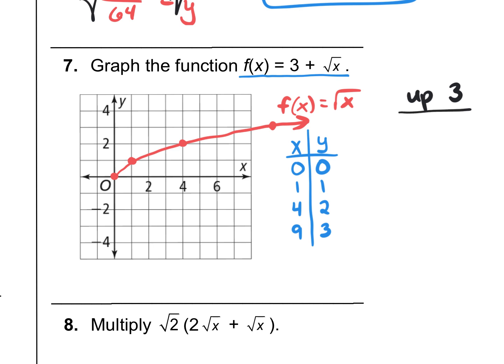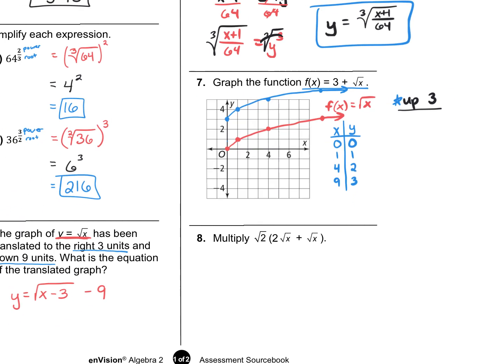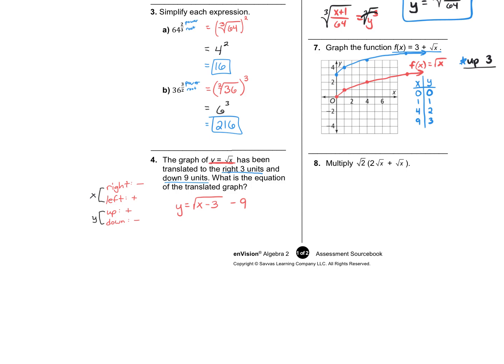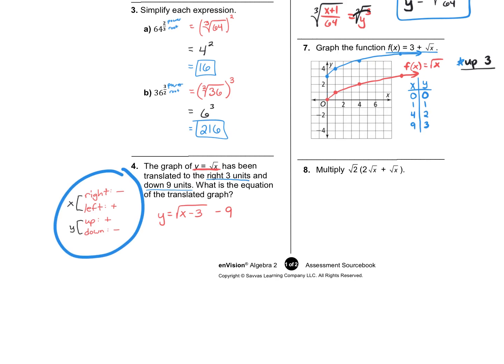What am I going to do to get my new graph? Move every point up 3 with our rule here. So up 3 for each one. And then connect. And then you're done. So same rules as number 4 over here. You can refer to those rules to help you. Okay.